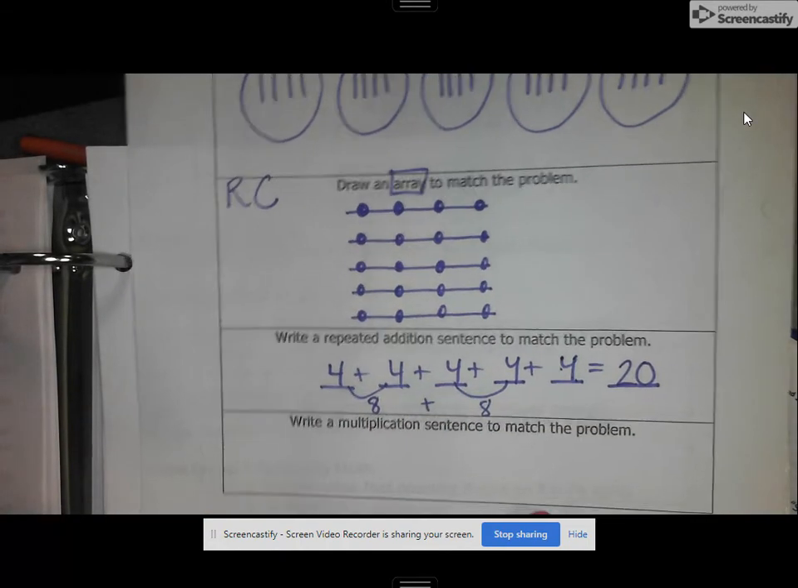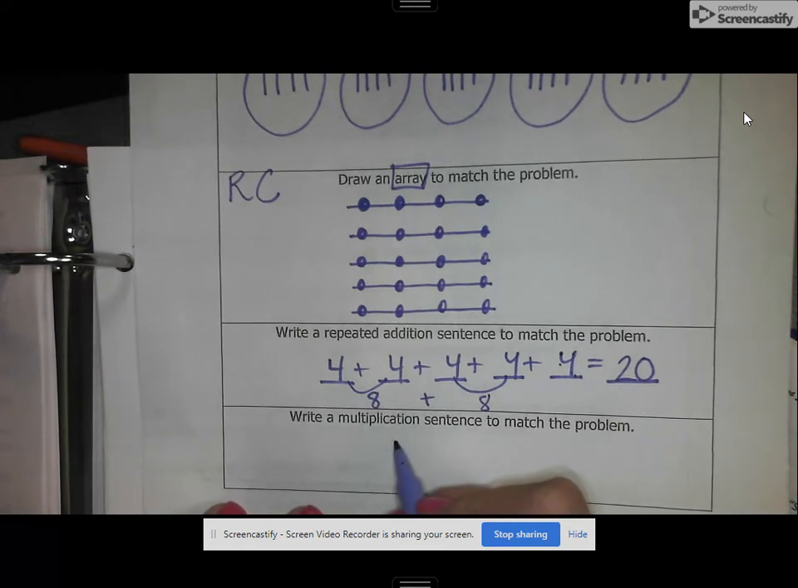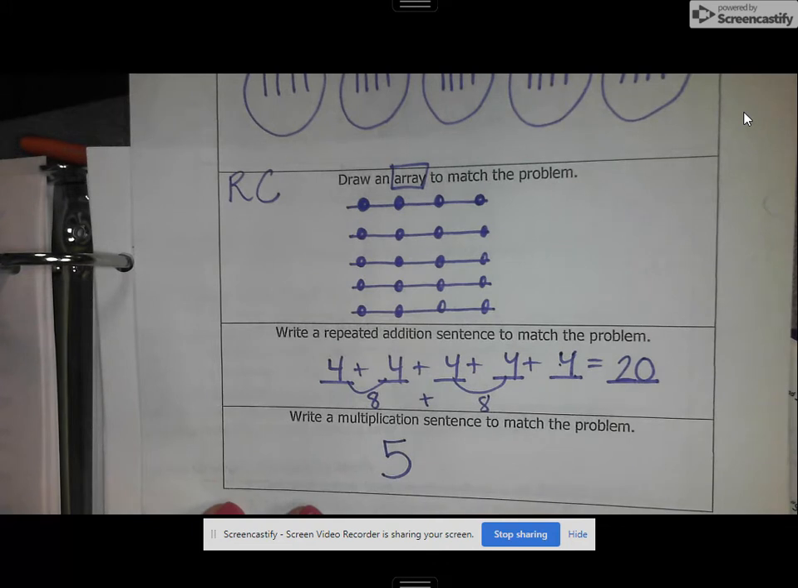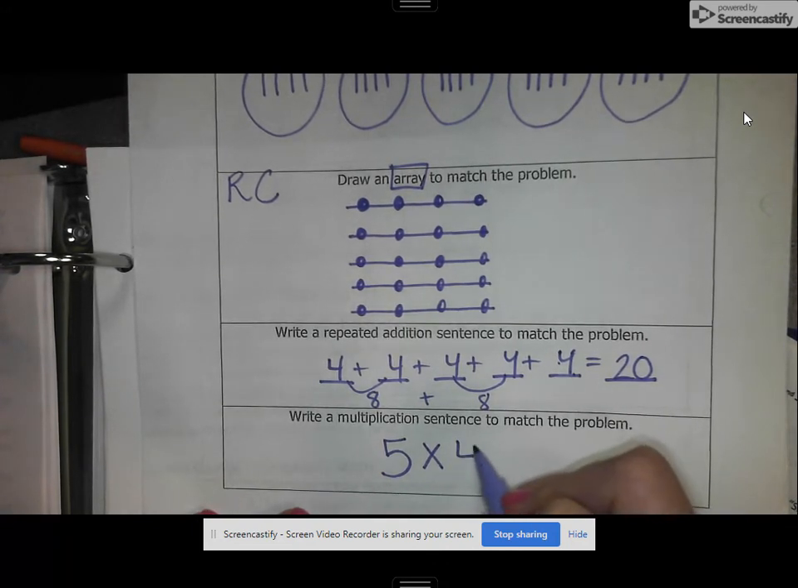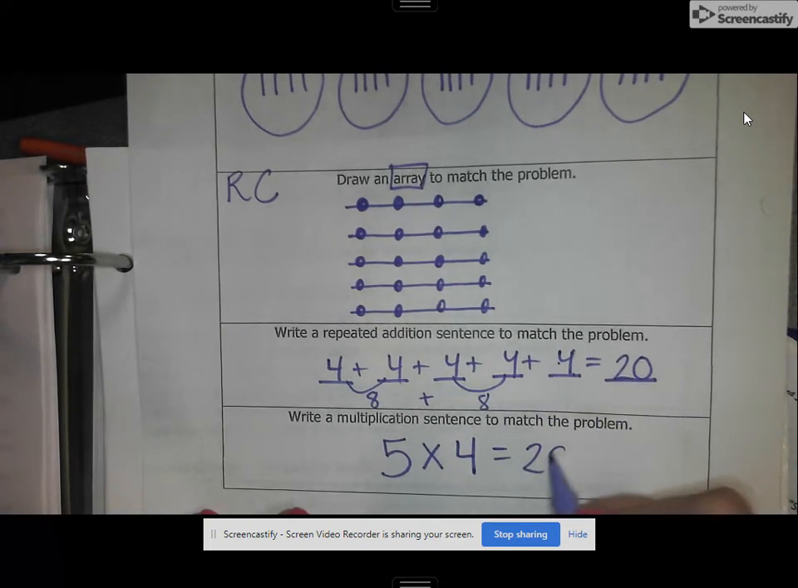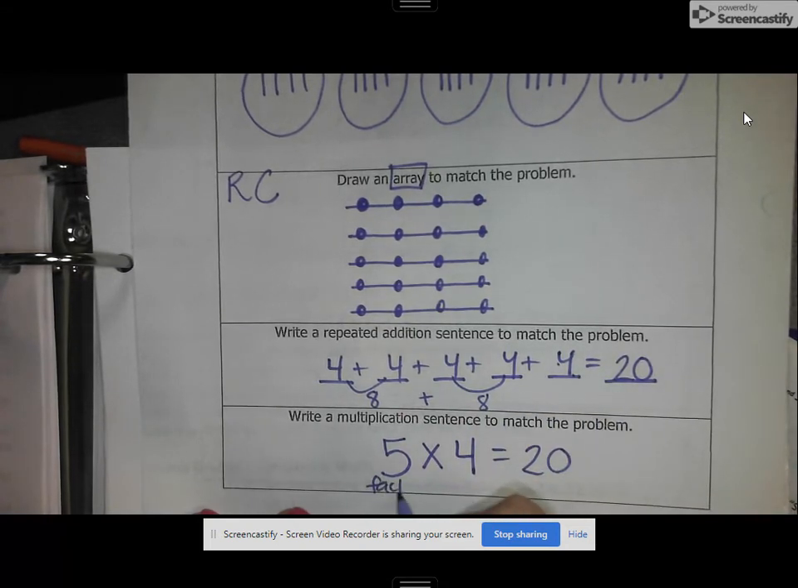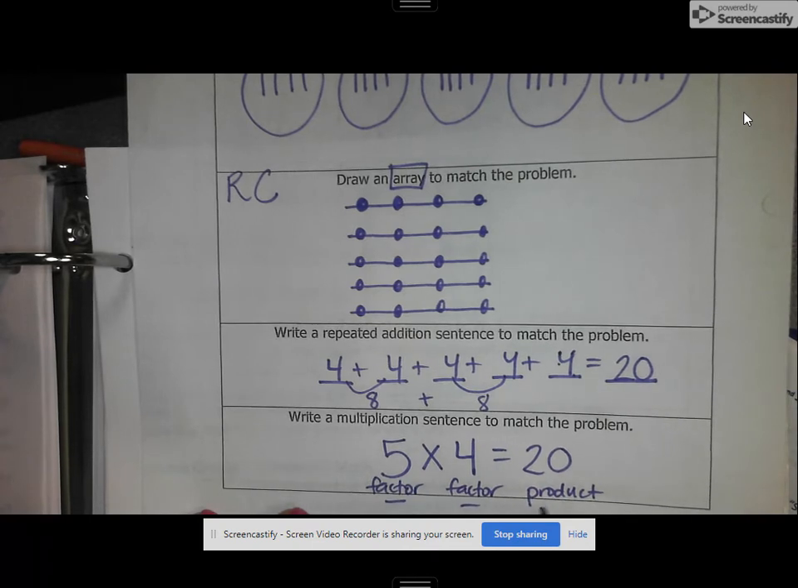And then the last thing they're going to do is think, okay, I did 5 groups, 5 rows. I repeated a number 5 times. That's my first factor. Times 4 is what I repeated and had in each group. My product is 20. And this is just something we say all the time. Factor times factor equals product. It's important for them to know that vocabulary.